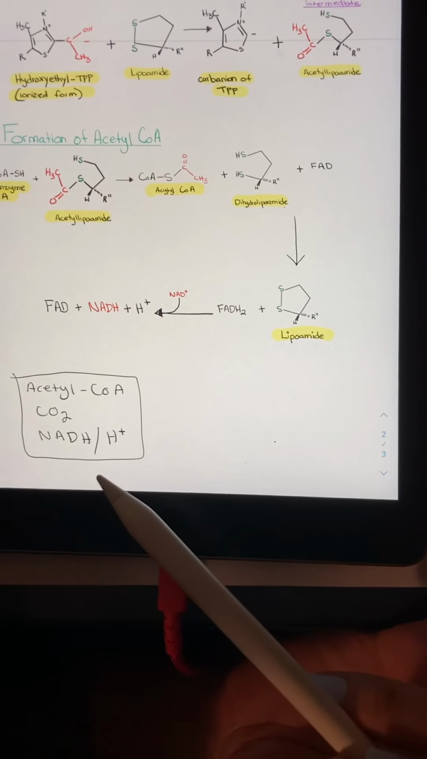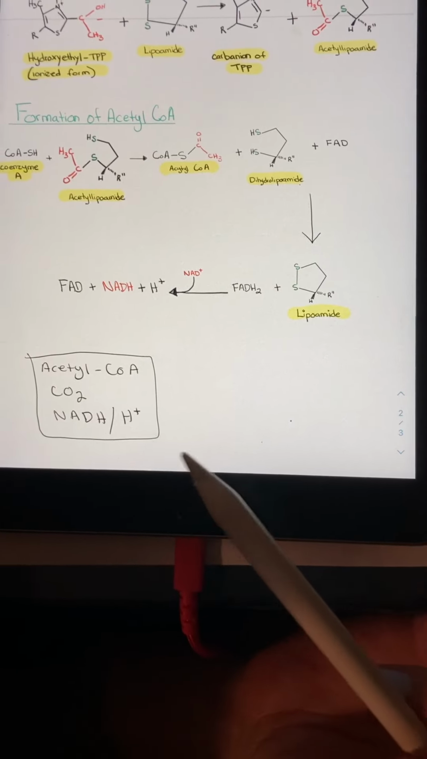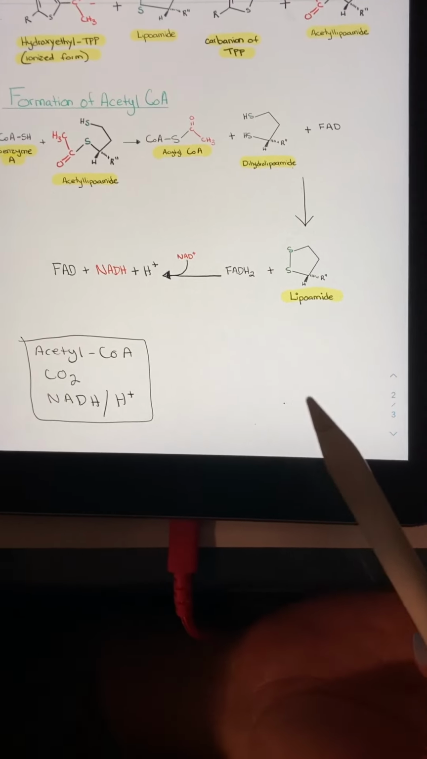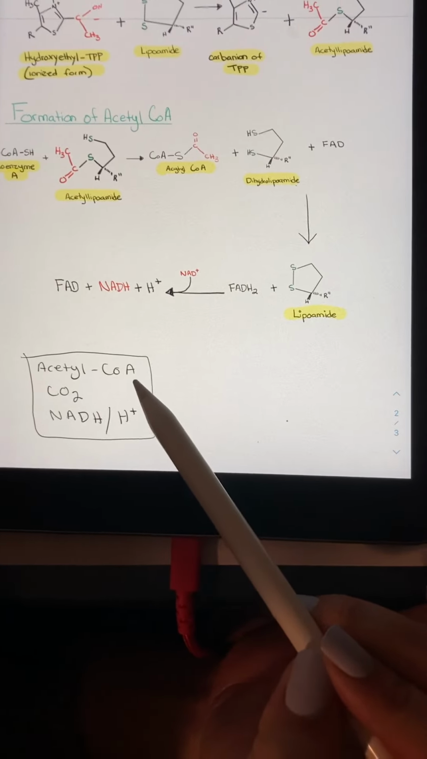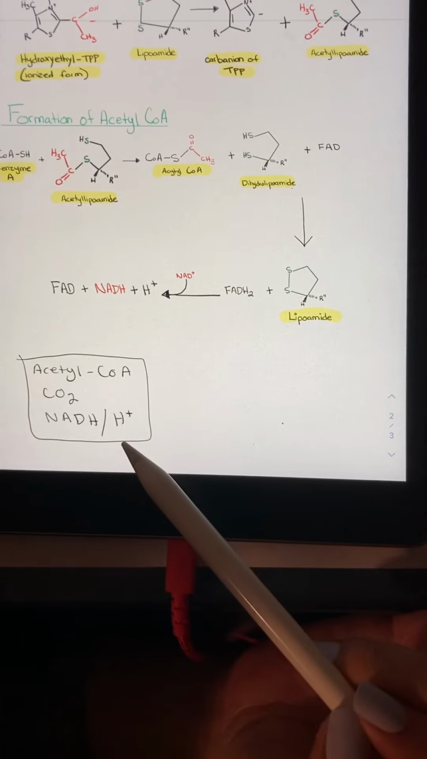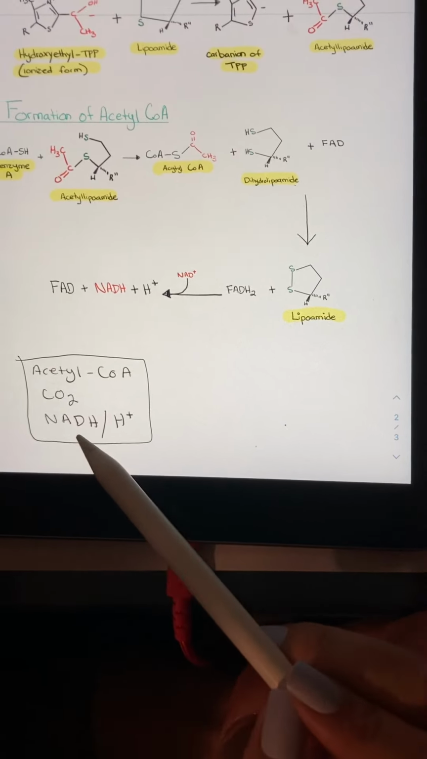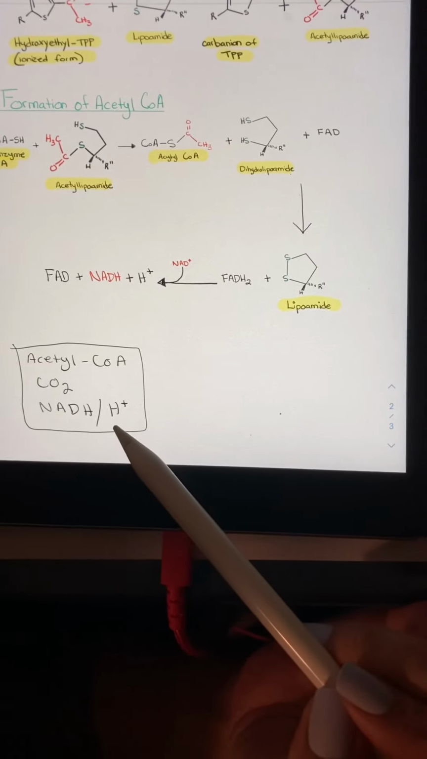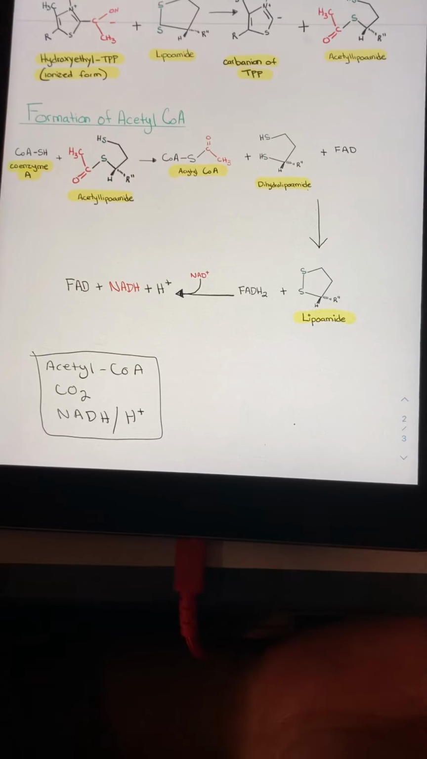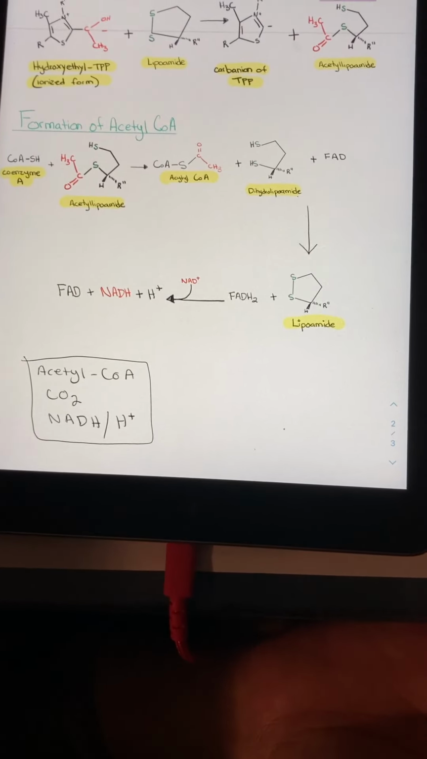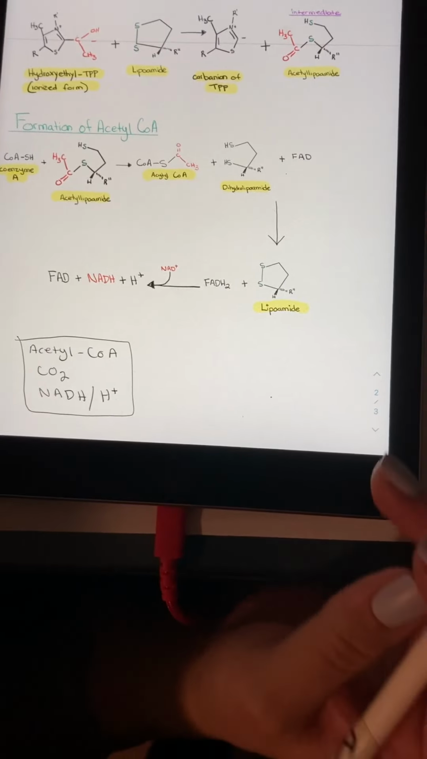And at this point, the enzyme is reset and it has completed one round of the catalytic activity, producing one molecule of acetyl CoA, one molecule of carbon dioxide, and one molecule of NADH and the hydrogen atoms. And so this reaction will happen twice for each glucose molecule processed from glycolysis.